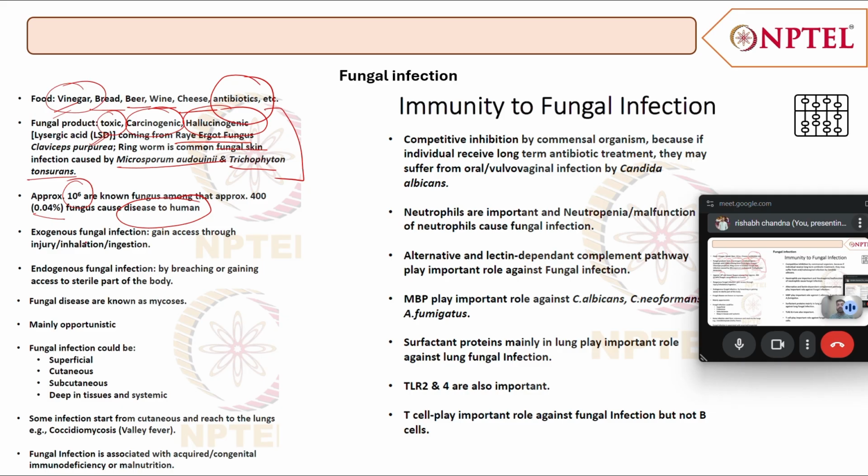Then exogenous fungal infections gain access through injury, inhalation, or ingestion. So how do the fungi infect? They either enter the body through injury, normal inhalation, or through food, that is ingestion. This is how fungi normally enter into the body. Then endogenous fungal infection occurs by breaching or gaining access to a sterile part of the body.